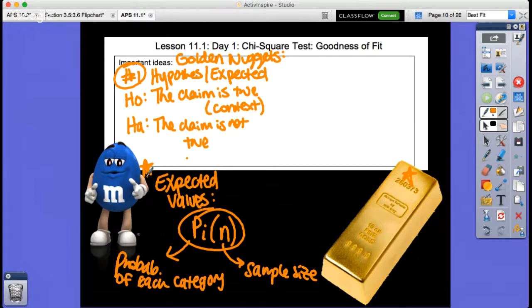Just a highlight there. Okay, number 2. This is golden nugget number 2. The chi-square test statistic, very important.